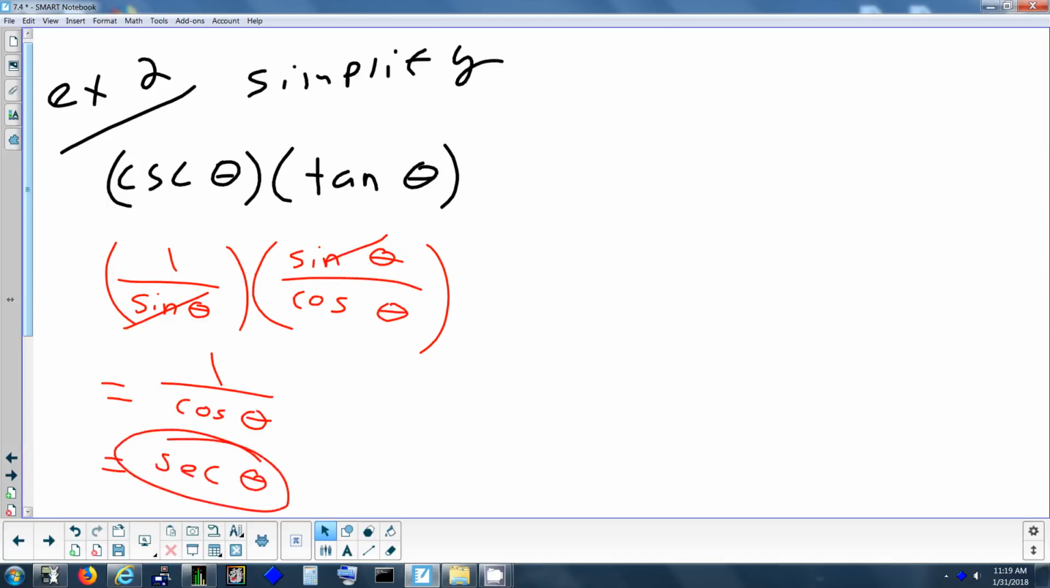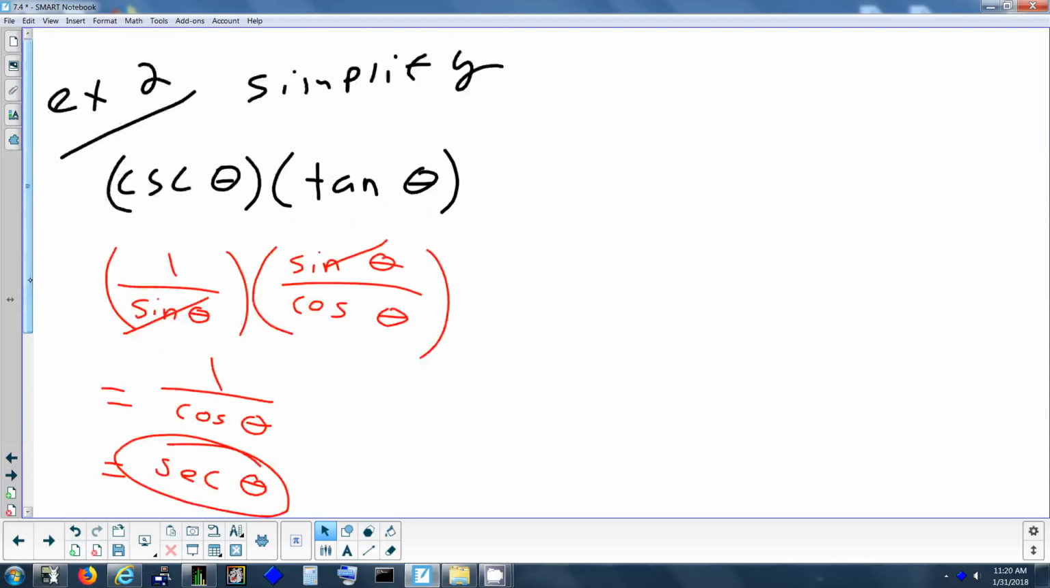So now you've taken a problem that had two trig functions as a product. You made it a single trig function, no operation at all, just secant. It won't all come out that nice, but the first couple will. Any questions on that? All right.